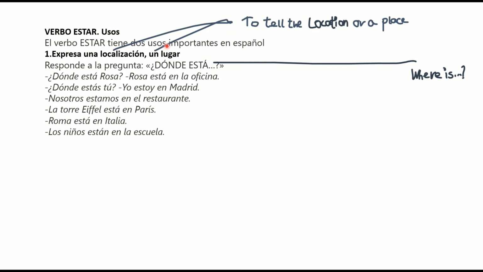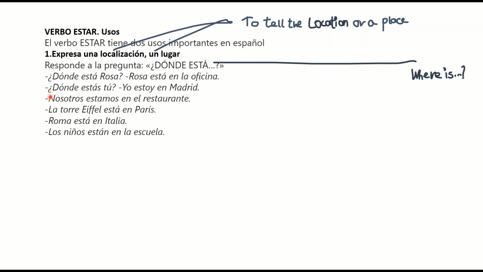For example, here it is given that ¿Dónde está Rosa? ¿Dónde means where? ¿Dónde está? Where is Rosa? ¿Dónde está Rosa? Rosa está en la oficina. So, Rosa is in la oficina, in the office. Rosa está en la oficina.